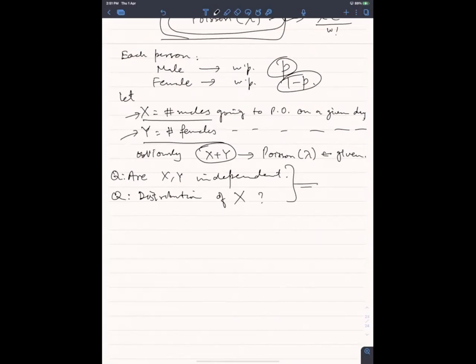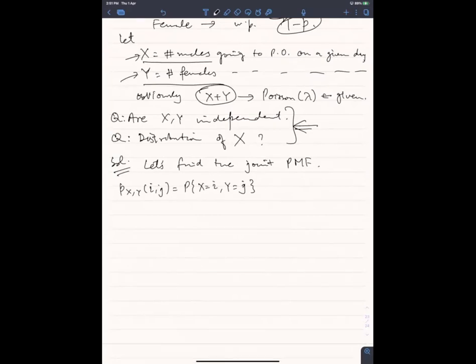So to answer the first question and the second question simultaneously, let's try to find the joint PMF. The joint PMF is P_xy; instead of xy let's write ij, a little easier to track. x is equal to i, y is equal to j. So let's see whether we get an answer in terms of i and j that factors out separately. If so, they will be independent; if not, they will not be independent.